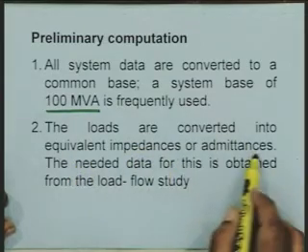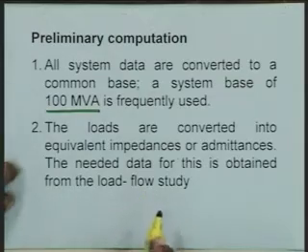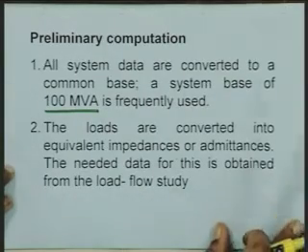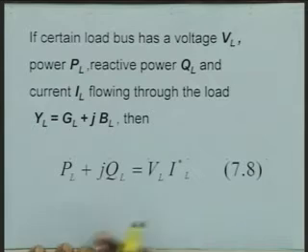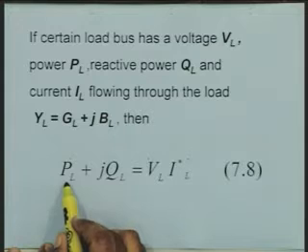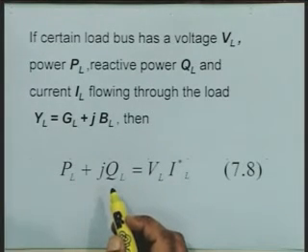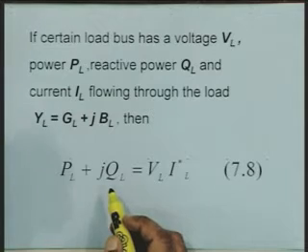The second step is that the loads are converted into equivalent impedances or admittances. The needed data for this is obtained from the load flow study. This is what I already told you. Now, how do we convert the loads into constant admittances? These steps are also important. Suppose the load at any bus is represented as PL plus j times QL.